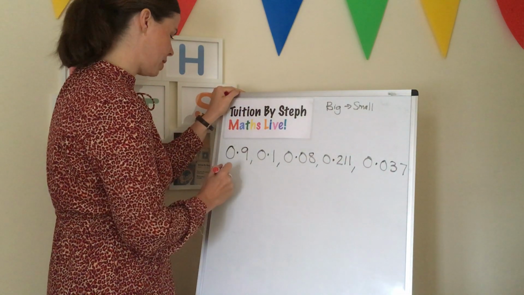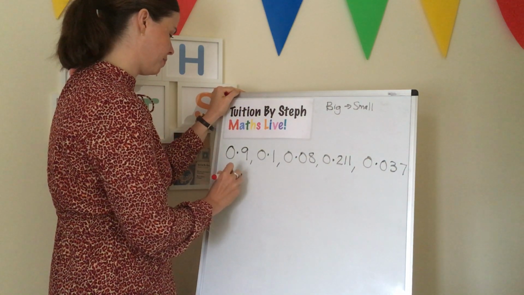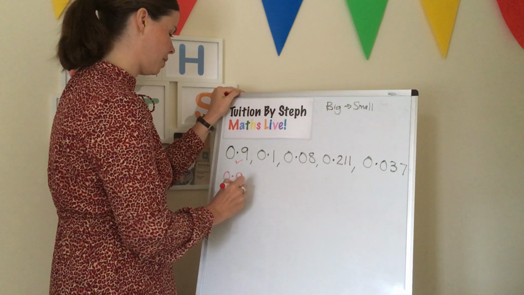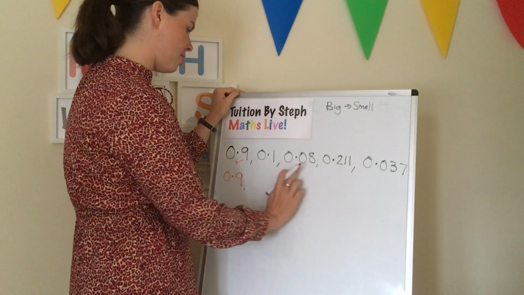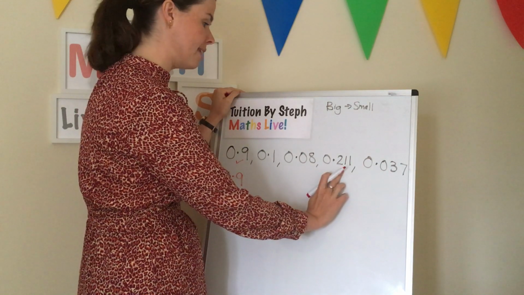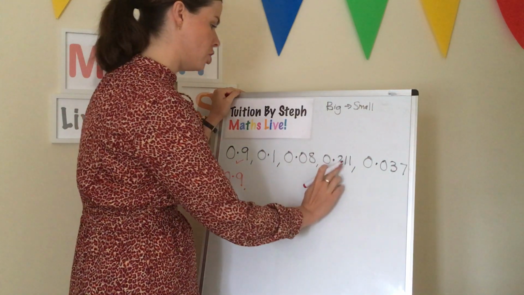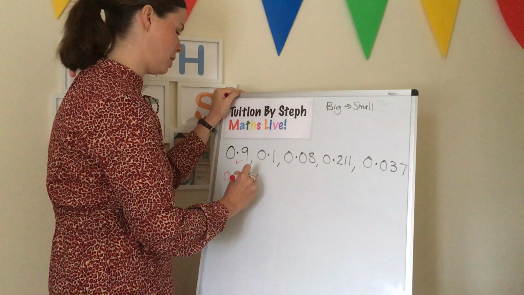So this is our biggest number, 0.9. Okay. 1 tenth, no tenths. 2 tenths, no tenths. Right. This one's got 2 tenths, so it's the next biggest number.